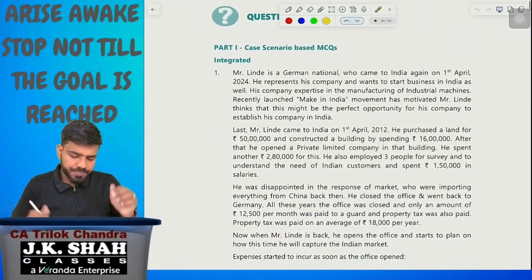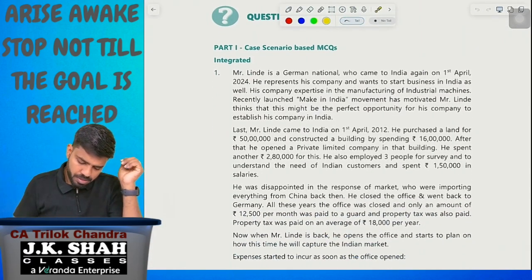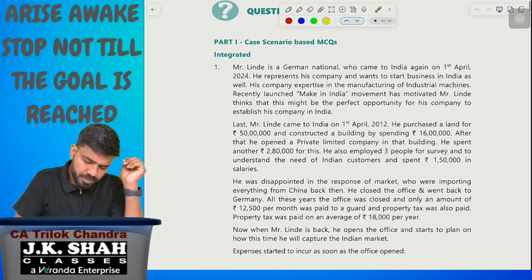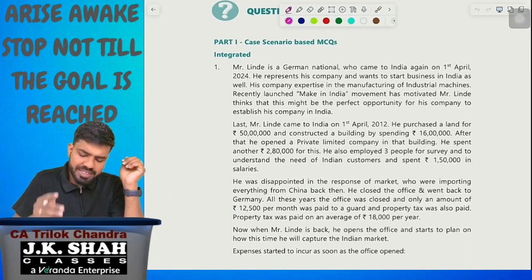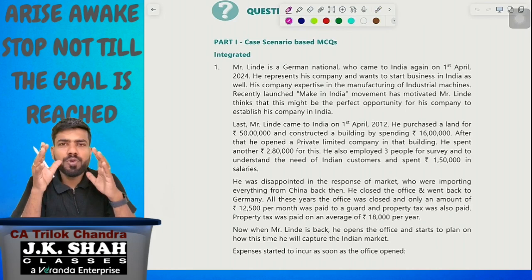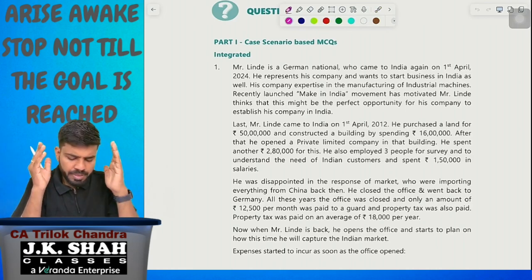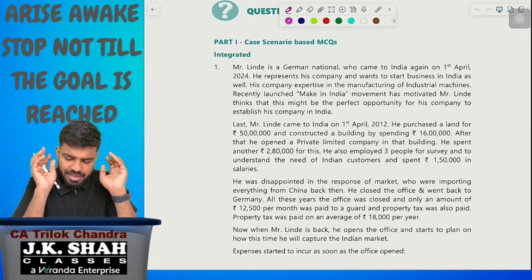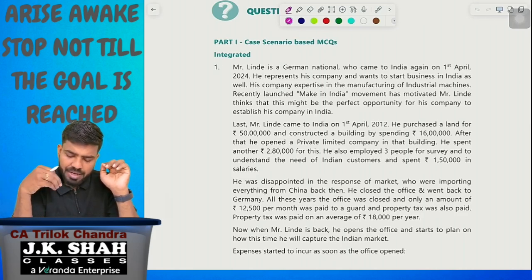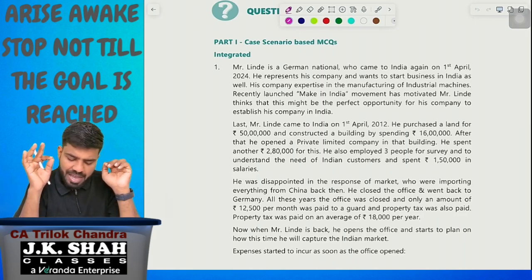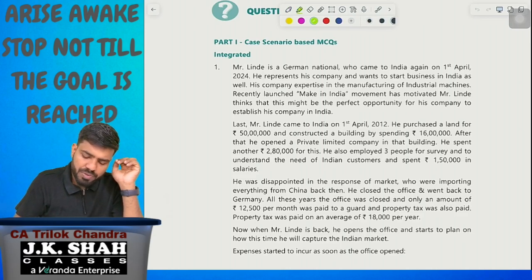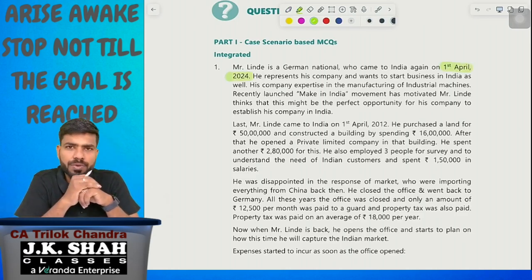Look at the question. Wherever there are some important points, I'm going to highlight them. Now look at this. Mr. Lindy is a German national who came to India again on 1st April 2024. So he came back to India on 1st April 2024. Basically, he's a German national.